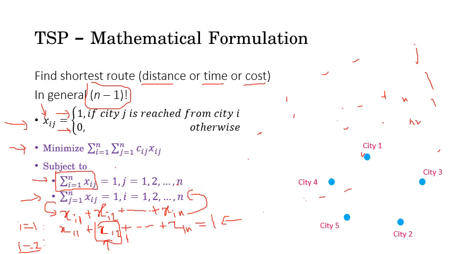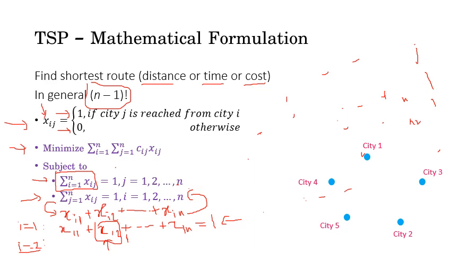And what this means is that I can travel to exactly one city from city 1. So here I am traveling to city 2 from city 1. I cannot travel to any other city from city 1. This is the meaning of this equation.